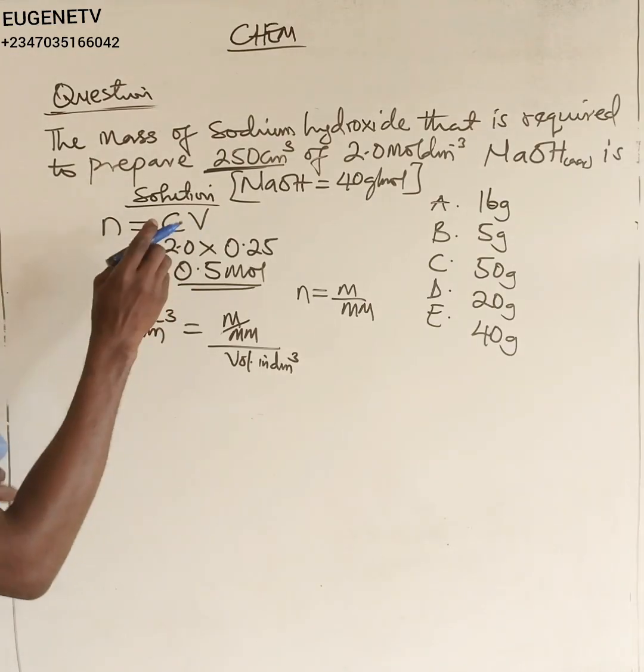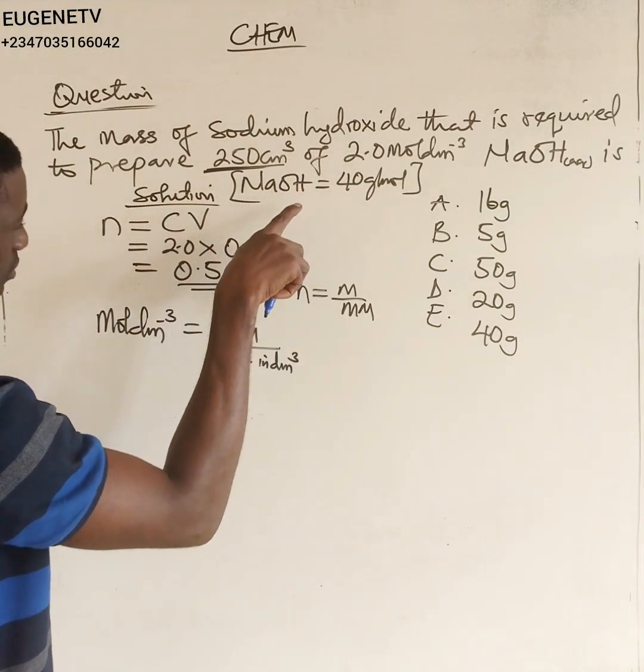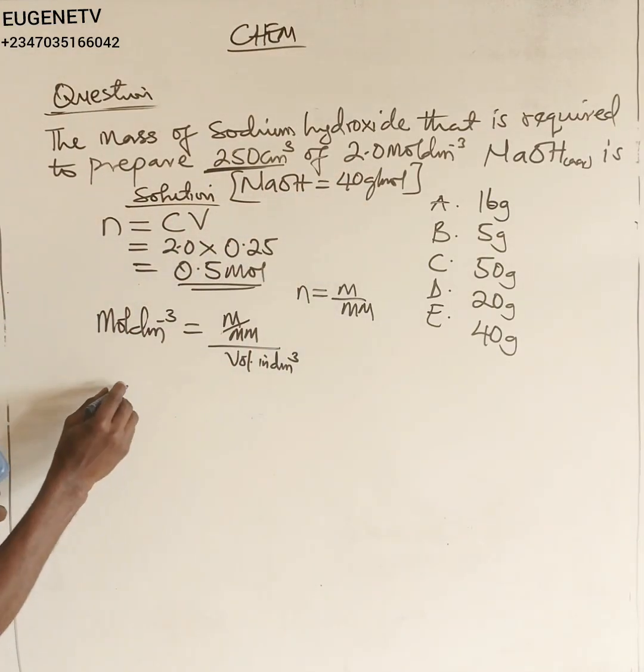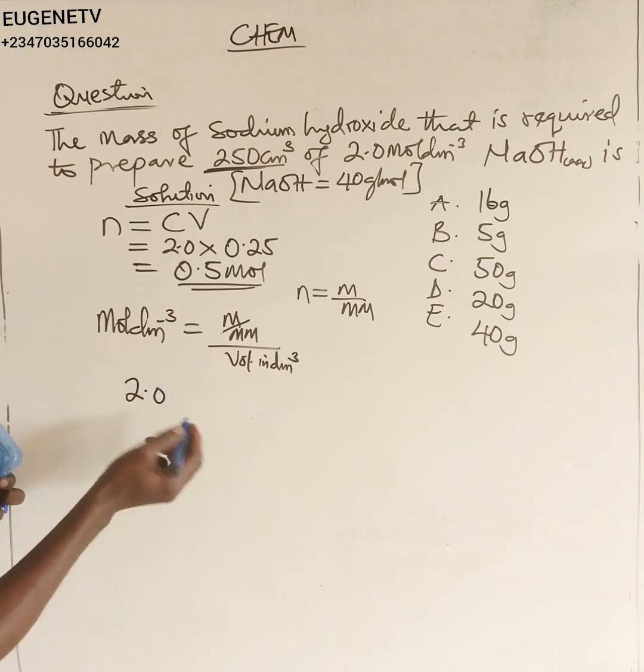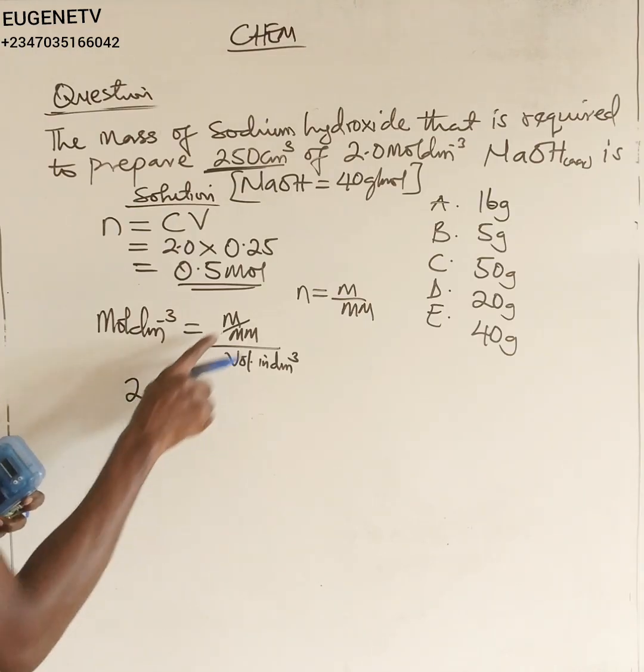So our molar concentration was given to be 2 mole per dm³. Let me put it there. 2.0 mole per dm³ is equal to our mass.